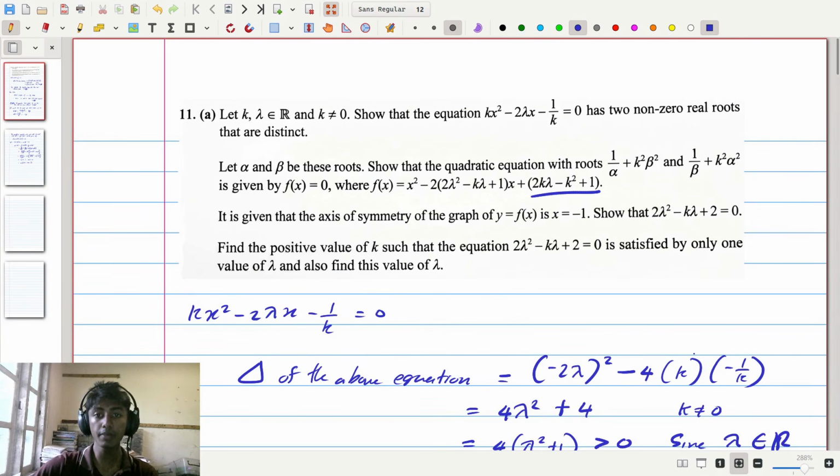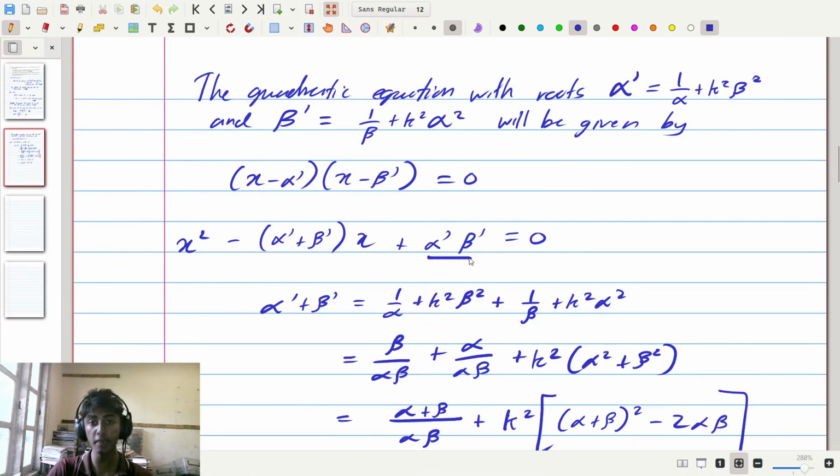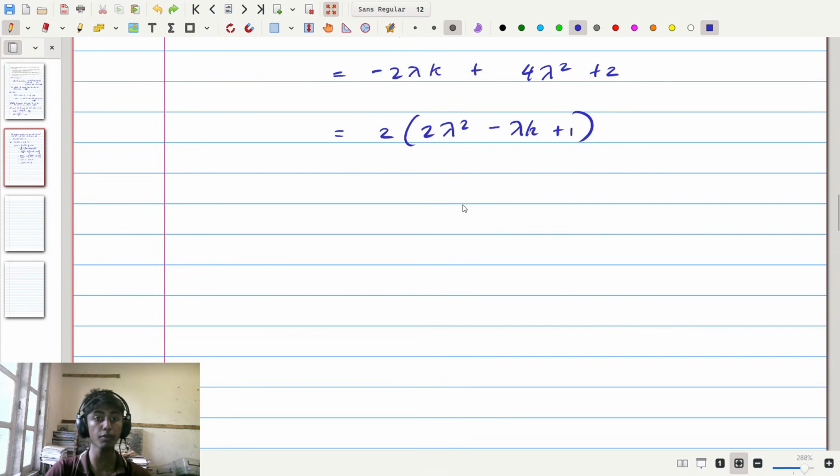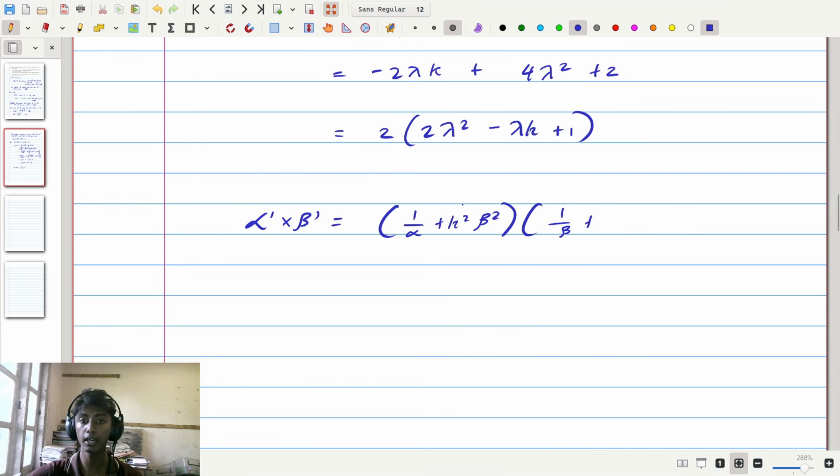Now for the second term, the constant term, I'm going to go down and do the same exact thing. I'm going to take this term, which is alpha dash times beta dash, and substitute in the values and simplify. So if I do that, we get alpha dash times beta dash equal to (1 over alpha plus k squared beta squared) times (1 over beta plus k squared alpha squared).